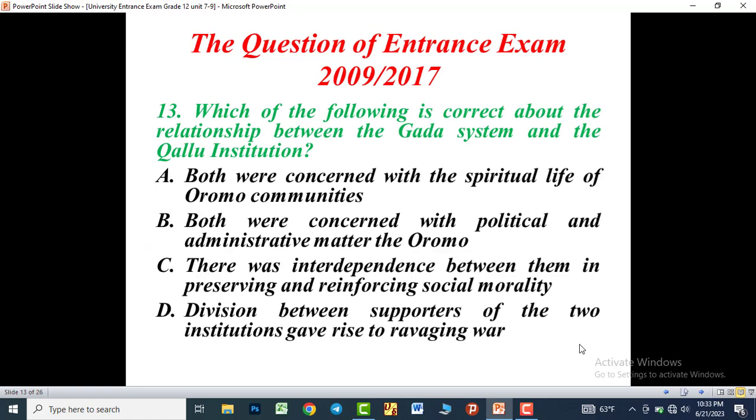Question number 13. Which of the following is correct about the relationship between the Gada system and the Qallu institution? A. Both were concerned with the spiritual life of Oromo communities. B. Both were concerned with political and administrative matters of the Oromo. C. There was interdependence between them in preserving and reinforcing social morality. D. Division between supporters of the two institutions gave rise to raging war.